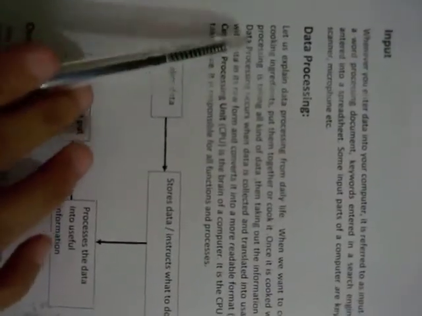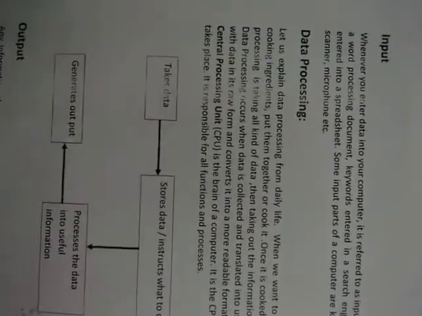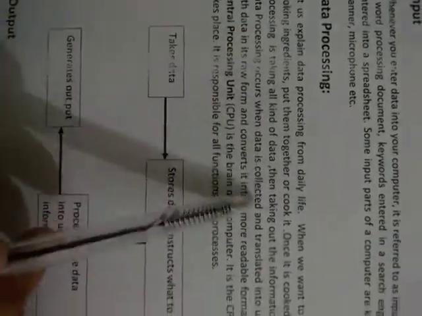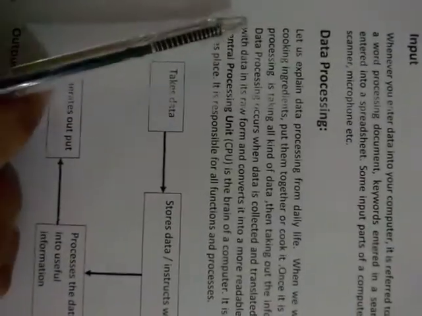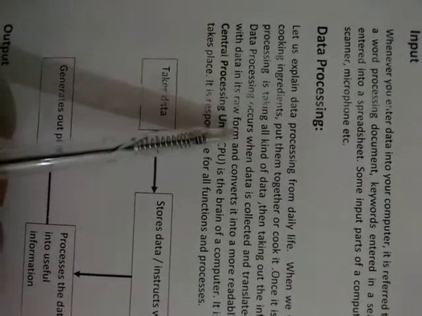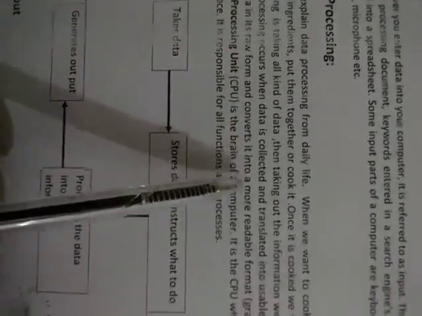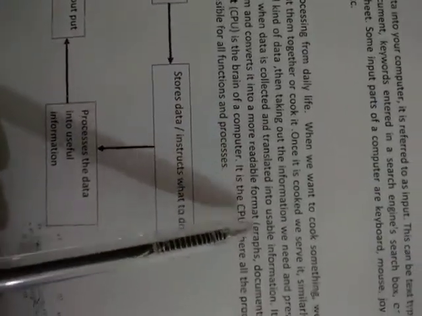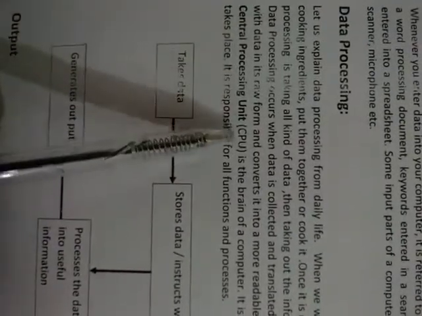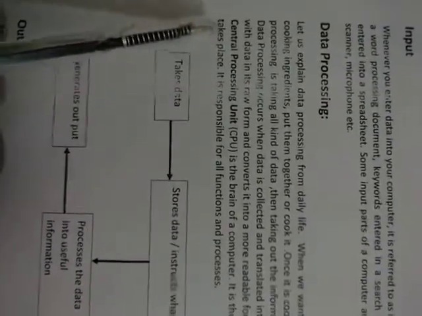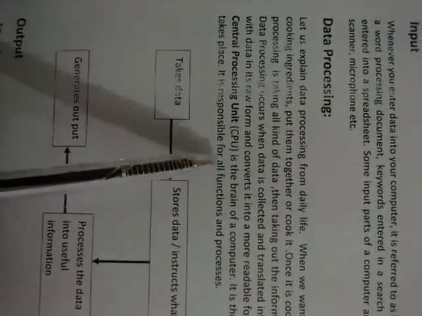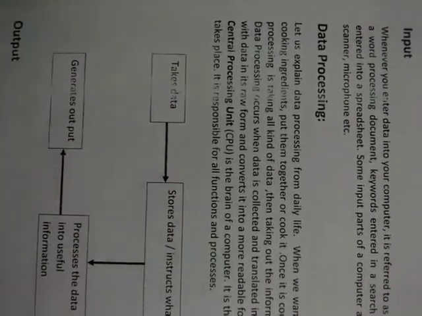Data processing occurs when data is collected and translated into usable information. It starts with data in its raw form and converts it into a more readable format, graphics, documents, etc. The central processing unit, CPU, is the brain of a computer. It is the CPU where all the processing takes place. It is responsible for all functions and processes.